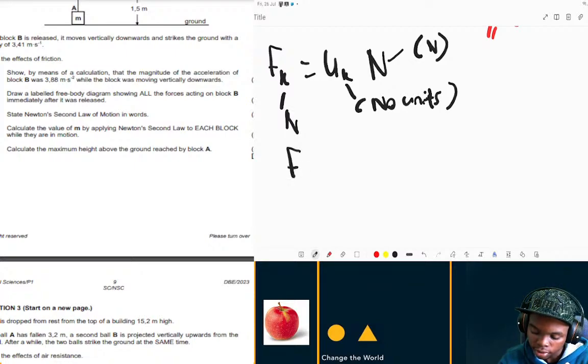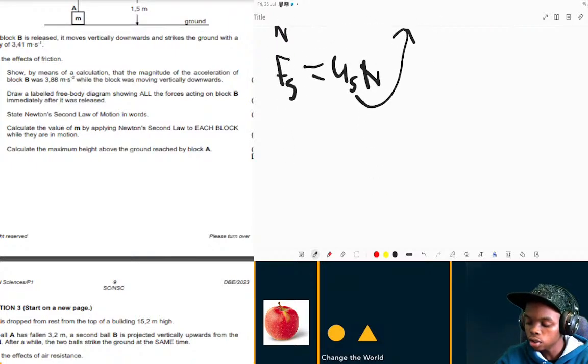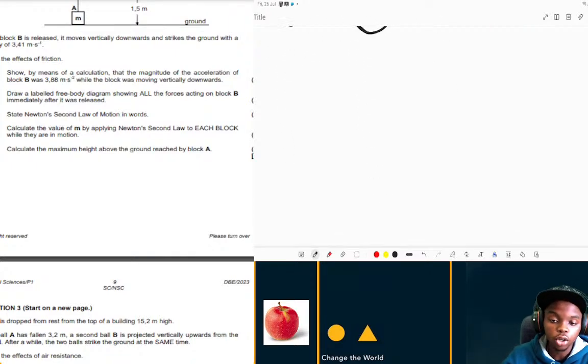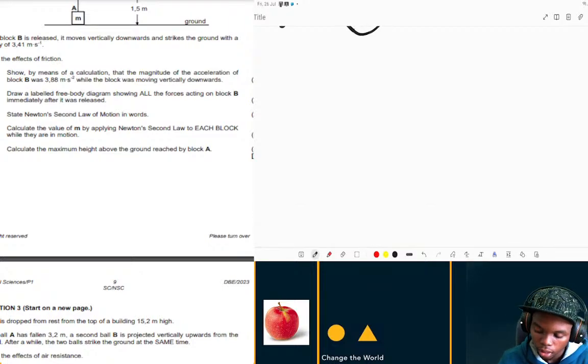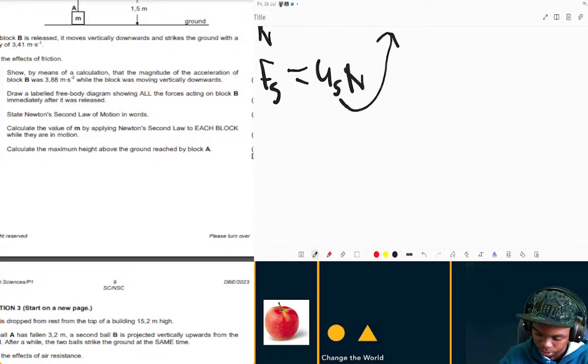Also, you find in some cases static friction, where the block is standing, not moving, and you have the coefficient of static friction times the normal as well. The coefficient of static friction has no unit either, the same as this one. So that's how you know it's a coefficient: when you don't see any units. Once you see units, it's not a coefficient. So let's do this.